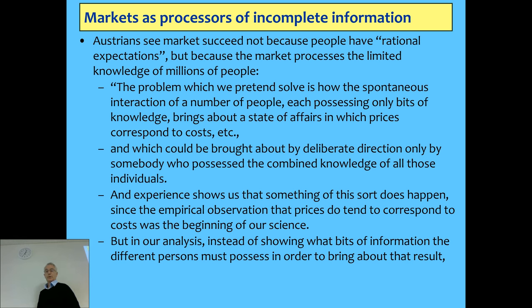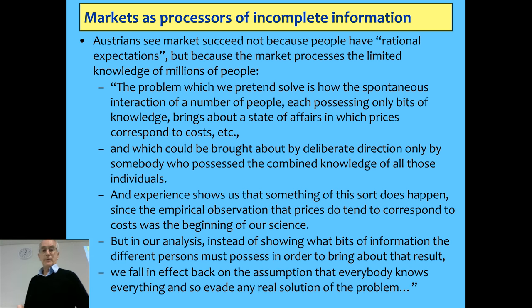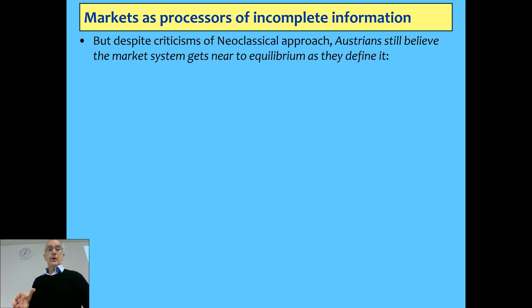So he said what we have to do is show what bits of information different people need to bring about that result. He's actually critiquing the neoclassicals, because if we make prices and costs perfectly equivalent, we're assuming everybody knows everything again. So again, it's an argument for difference, for things being not quite in equilibrium, but close.